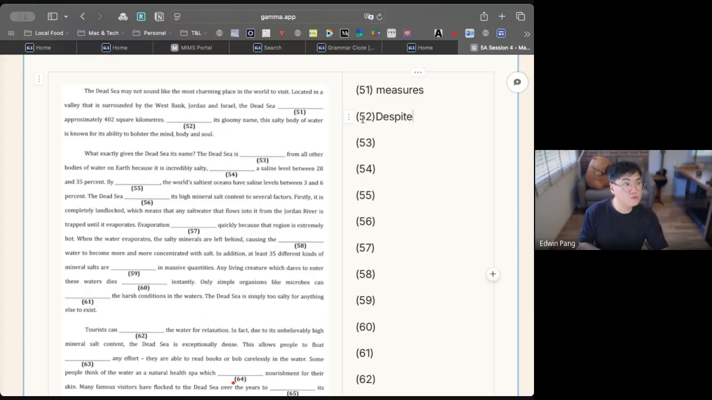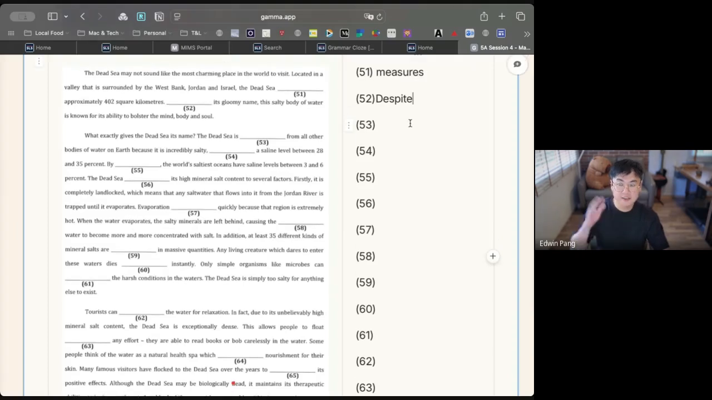Okay, let's do a few more. Then we'll call it a day. I'll leave this as homework for you all to finish in an SLS assignment. All right. Okay, next, 53.